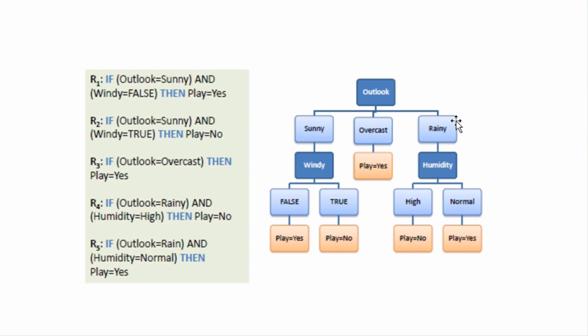And if it is raining and the humidity is normal, then definitely we are going to play golf. This was the working behind the decision tree classifier. For a quick look, you can look into these conditions, and if you didn't understand it, go back and re-look into it and understand it clearly.